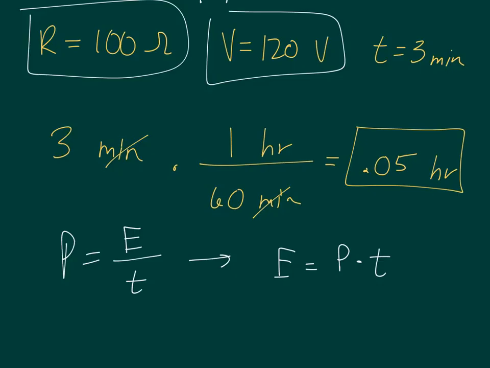Why do you choose V squared over R? Why not P equals IV? Why not P equals I squared R? How come it's P equals V squared over R? You don't know I. The current is unknown. If you don't know the current, it doesn't make sense to solve for the current and then use it again. That would be an extra step. So don't use the current because you don't know the current.